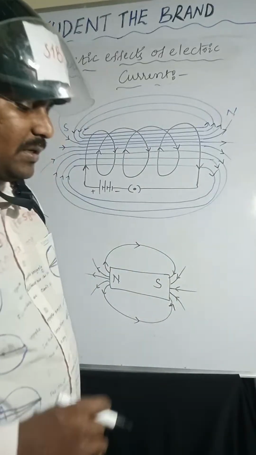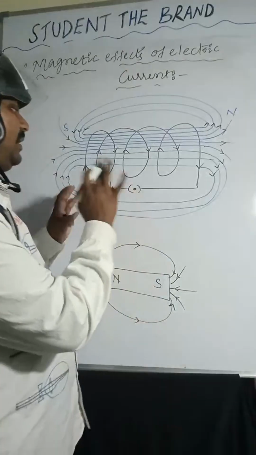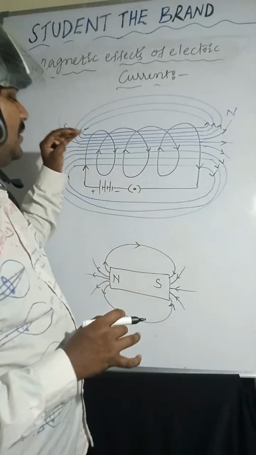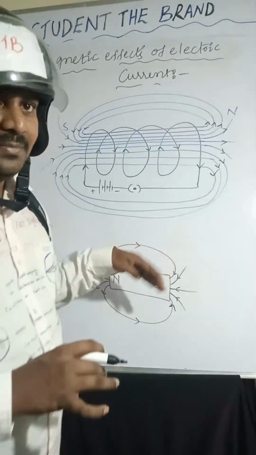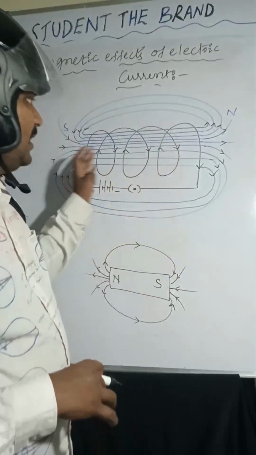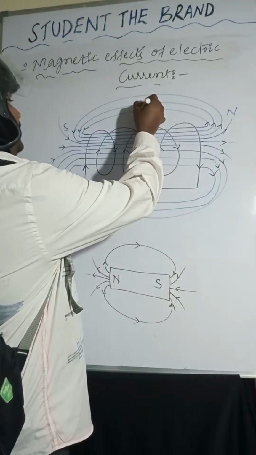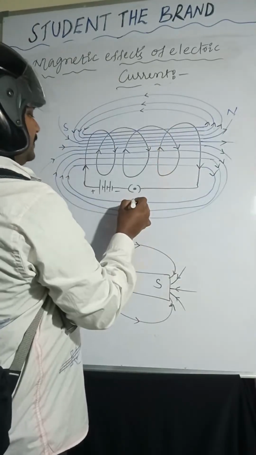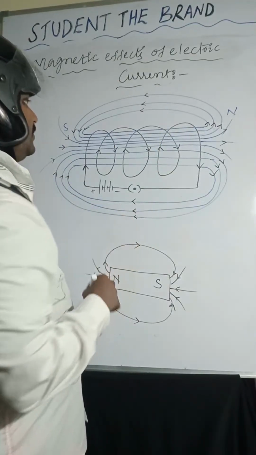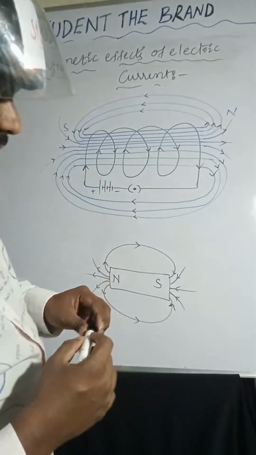Like this, you can observe here. Just as the bar magnet acts like a magnetic field, around a solenoid also a magnetic field will be there.